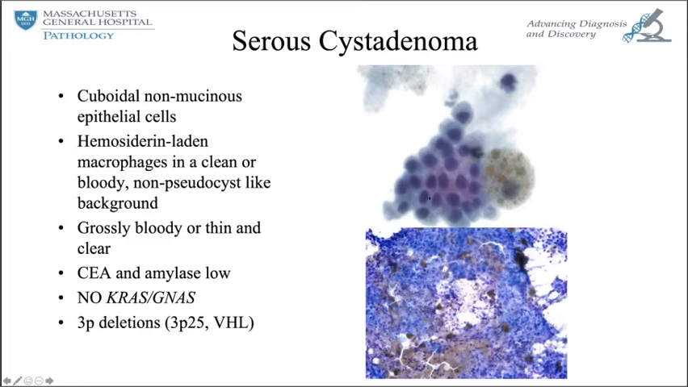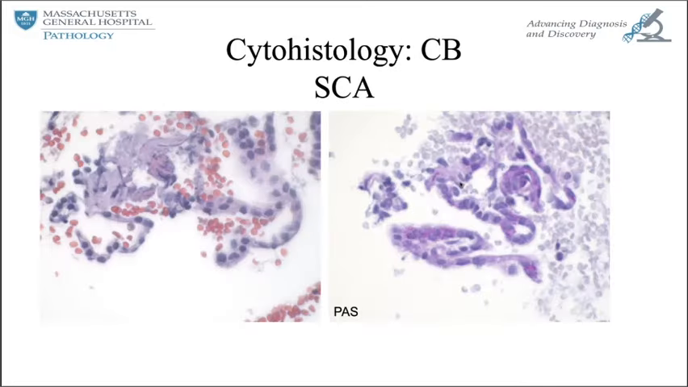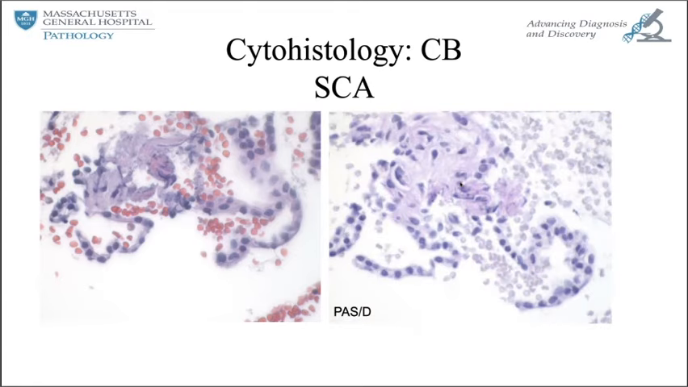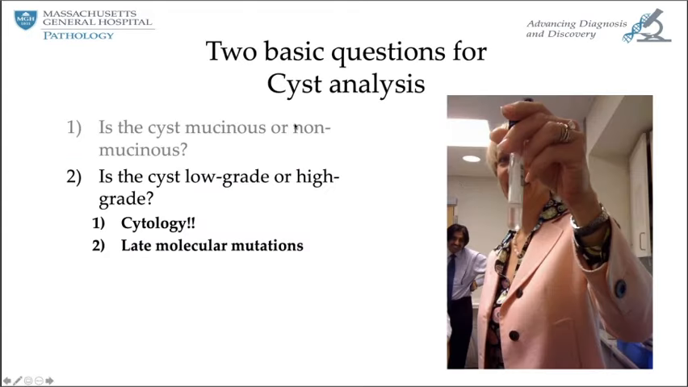In fact, these cells are so delicate that if you make just general direct smears, you may only be left with little fibrous strands of the septae, and all the cells have been degenerated. So the one place I do recommend possibly doing a liquid-based preparation is a serous cystadenoma, because the cells can be floated out and preserved better than, say, direct smears. So that's question number one.